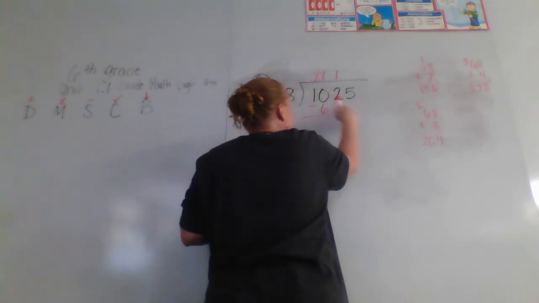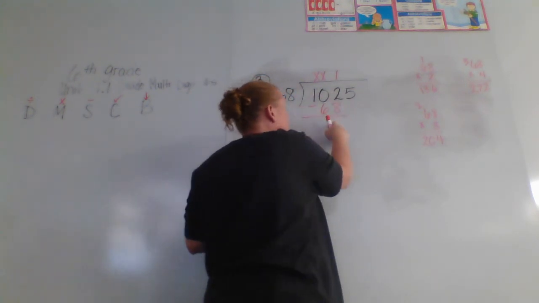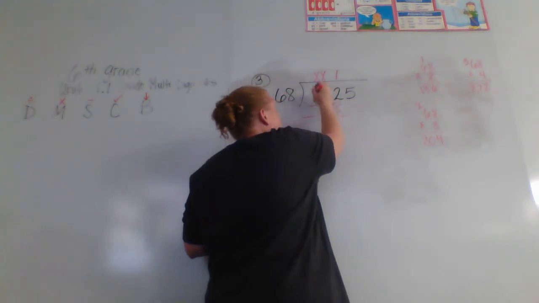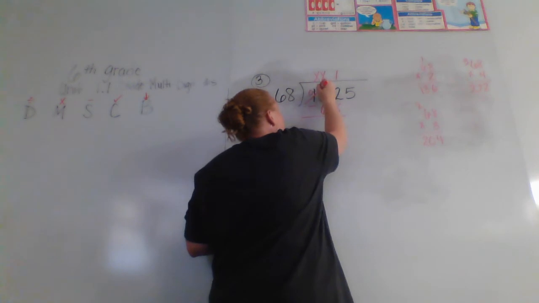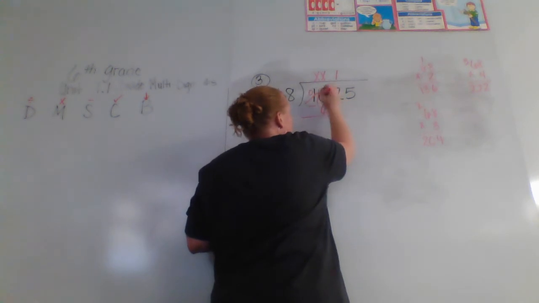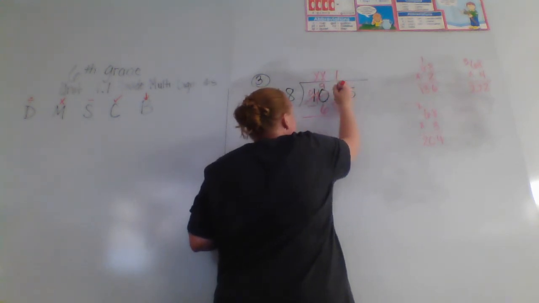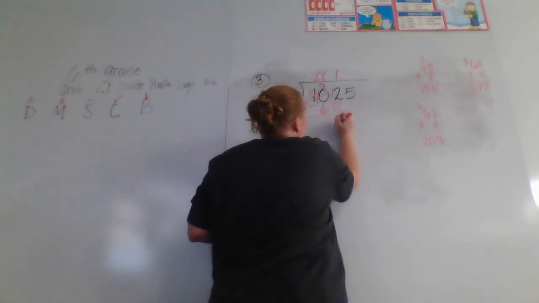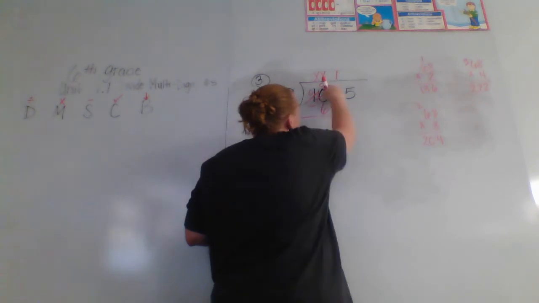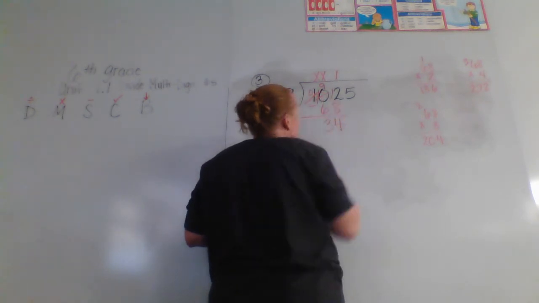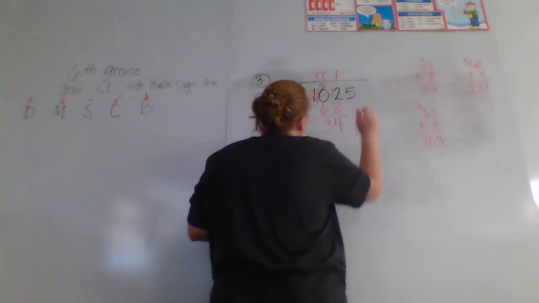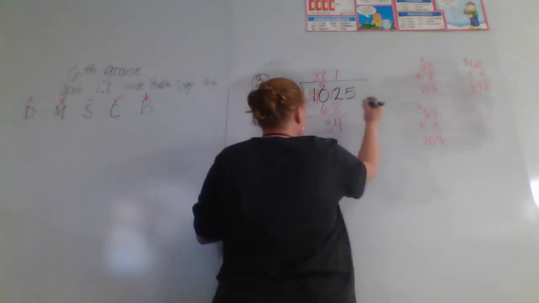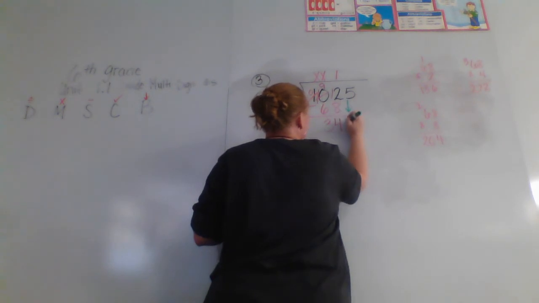So 1 times 68 is 68. Now I have to do my subtraction. 2 can't take away 8, so I'm going to have to borrow 1, but I can't borrow from that 0, so I have to go all the way over, make it a 0, make that a 10, then borrow 1 from my 2, so that's now a 9, and that's 12. Okay, so 12 minus 8 is 4, and 9 minus 6 is 3. Okay, so 34 is smaller than 68, so I am cleared to bring down my 5.